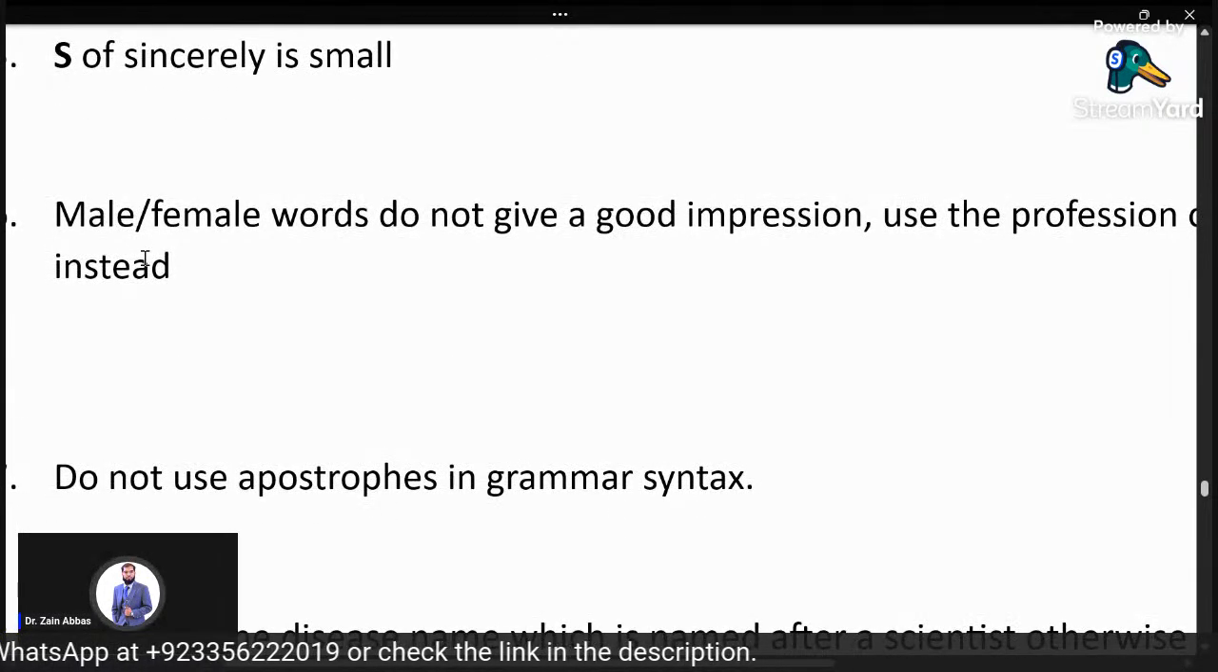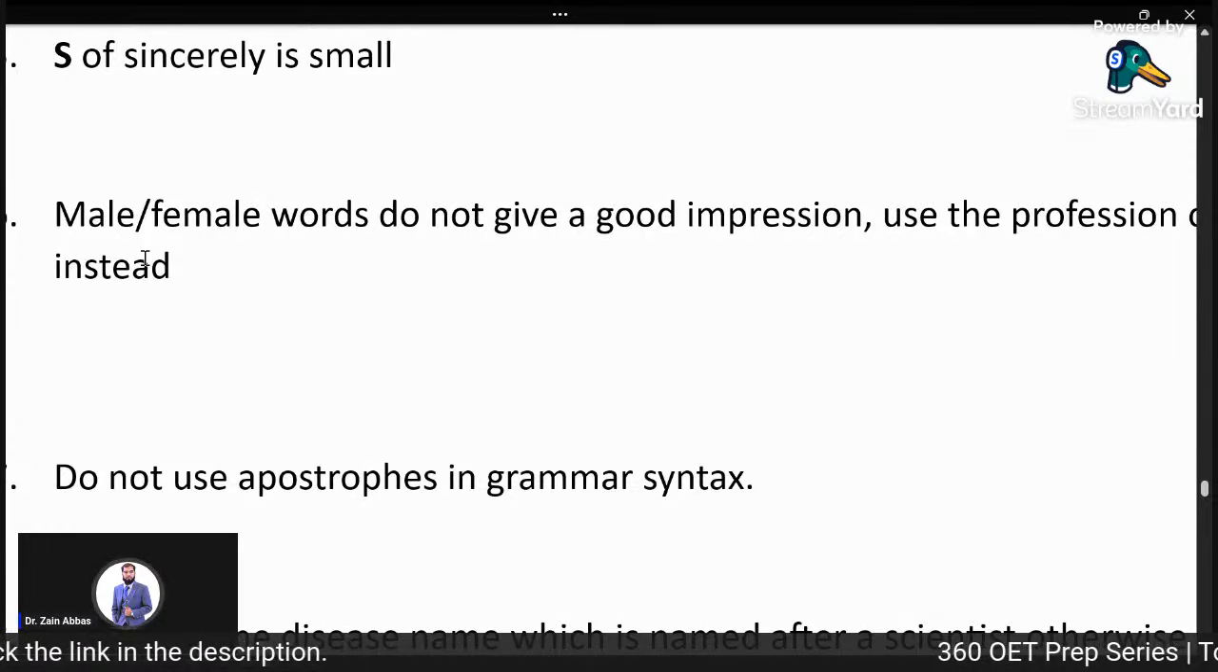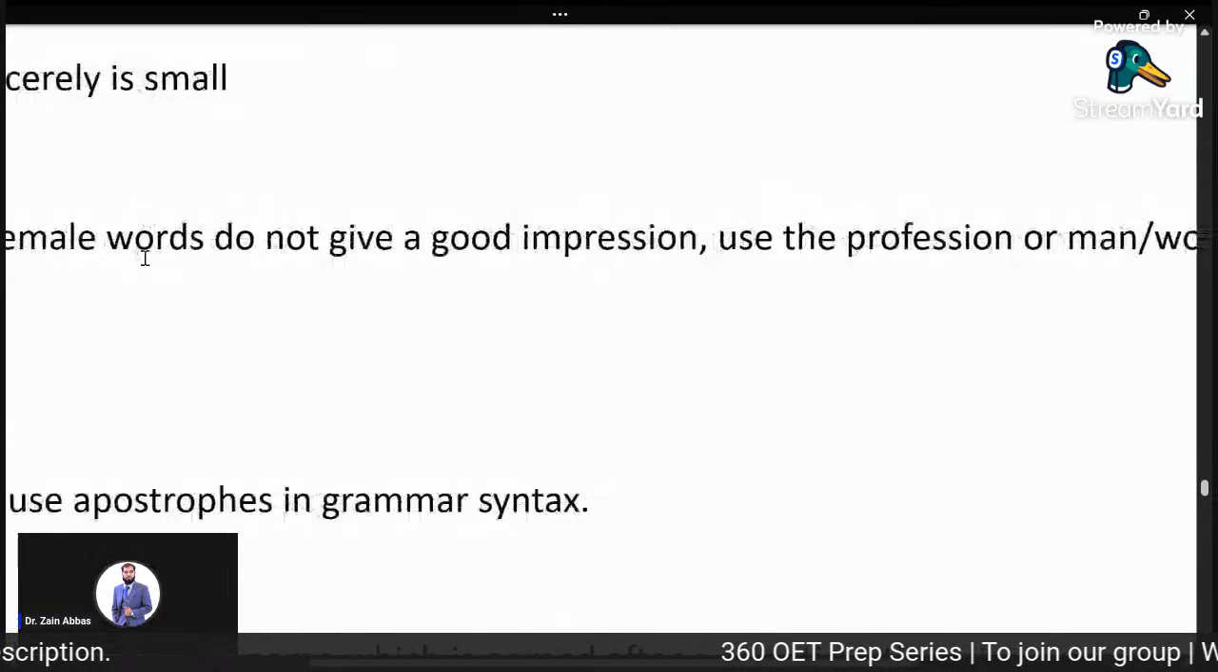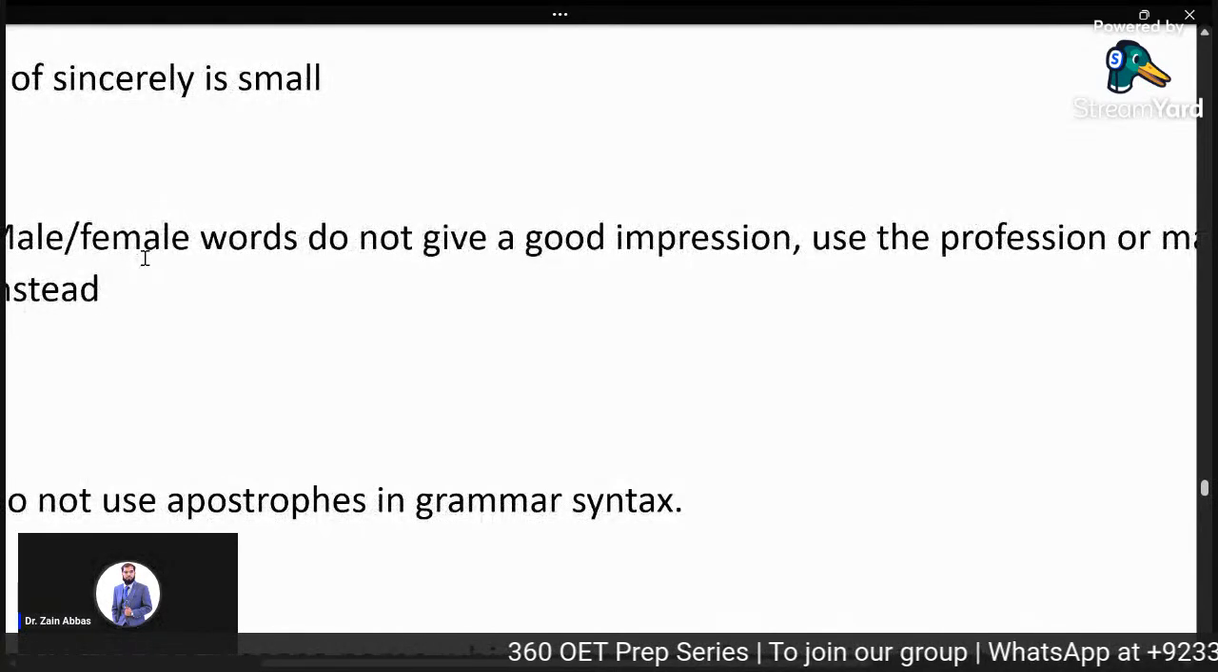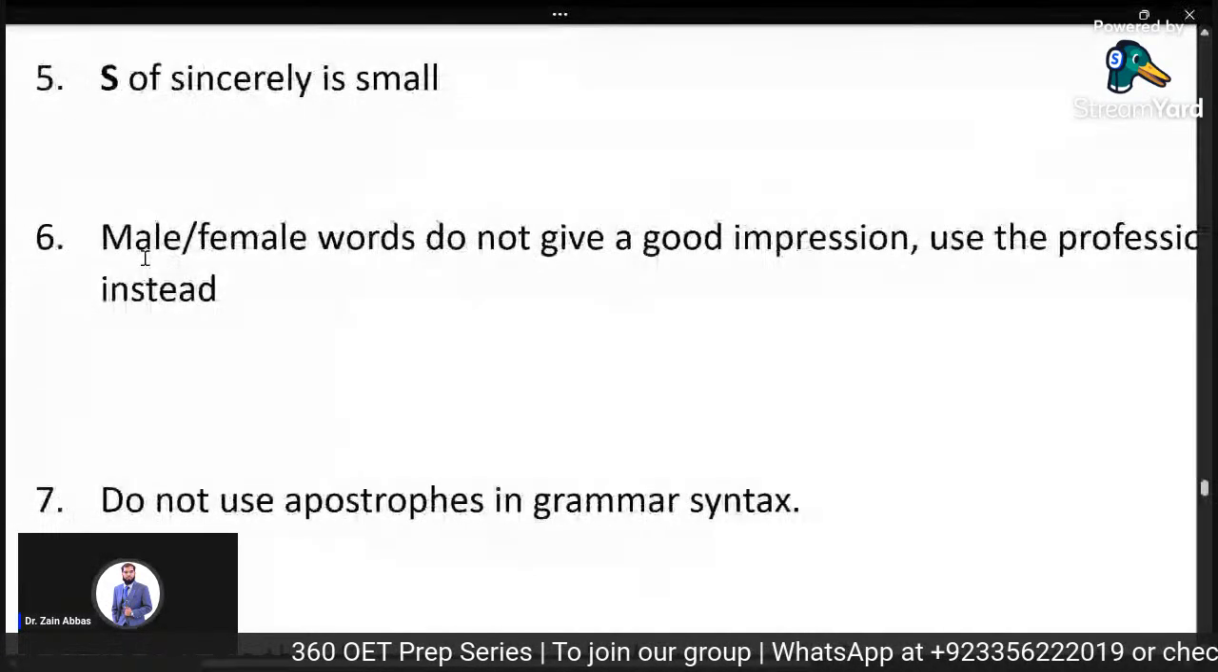The next important point is male and female words do not give good impressions, so always use the profession, or you can use man or woman in place of male or female words.